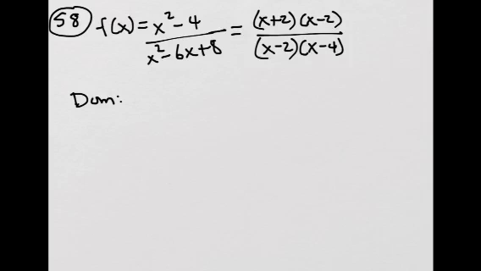Alright, so here's the function for number 58 in factored form. For the domain, remember, before we cancel anything, we always look at the denominator and see what makes it 0. In this case, it's 2 and 4. So it's x such that x cannot equal 2 or 4. Okay, everything else is okay.